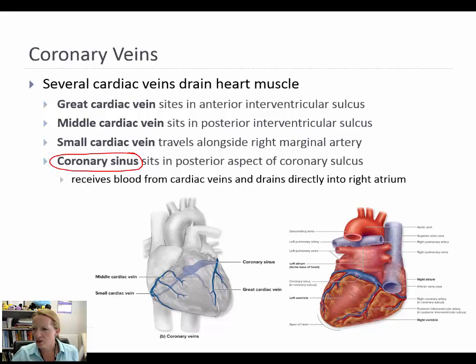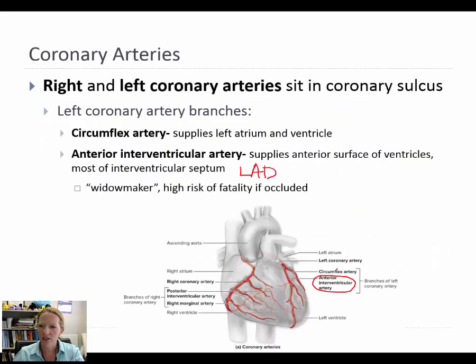But the coronary sinus is going to be on that posterior part of the heart, as you can see right here. And all of those vessels are going to drain the blood in there, and then eventually that coronary sinus is going to drain the deoxygenated blood into that right atrium. So it's a pretty smart thing to do, right? To put it right back in the right atrium so it can go through circulation and pick up some more oxygen.